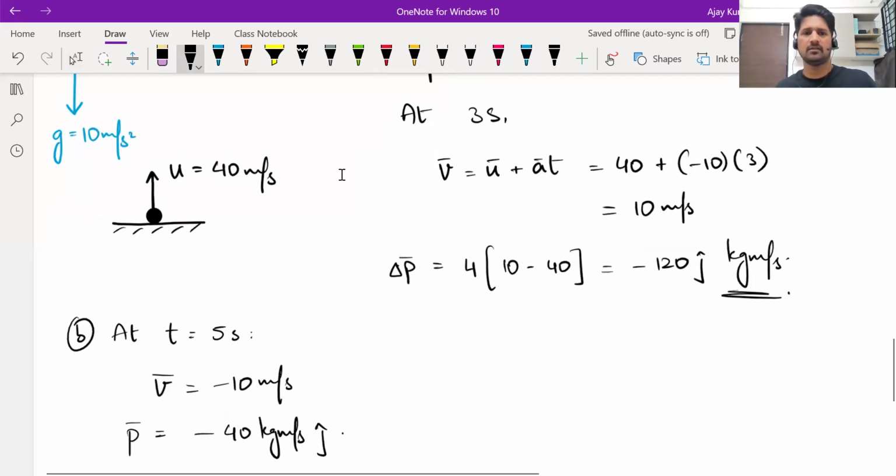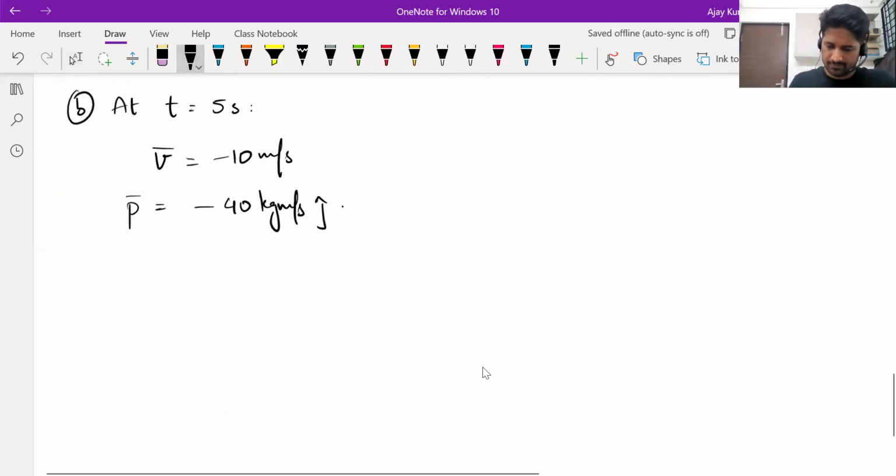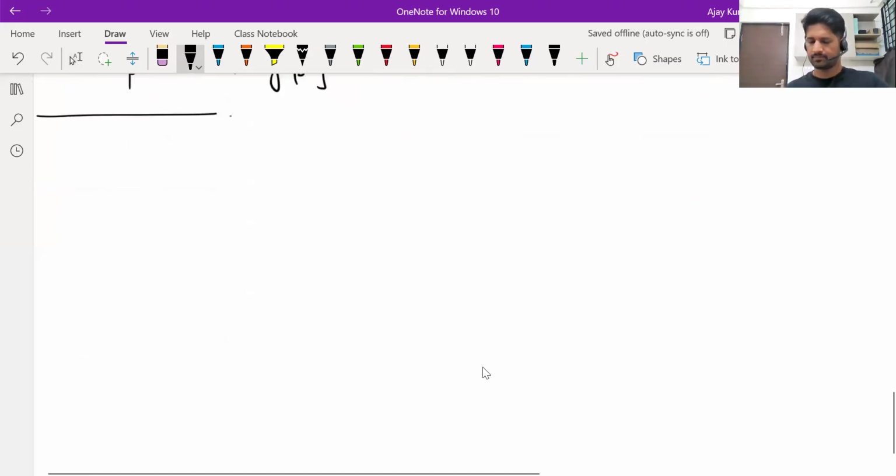Okay, is this clear? Yes, sir. Right. So basically that is how you calculate momentum and changes in momentum. Keep in mind that momentum is a vector quantity. Okay, direction is very important.